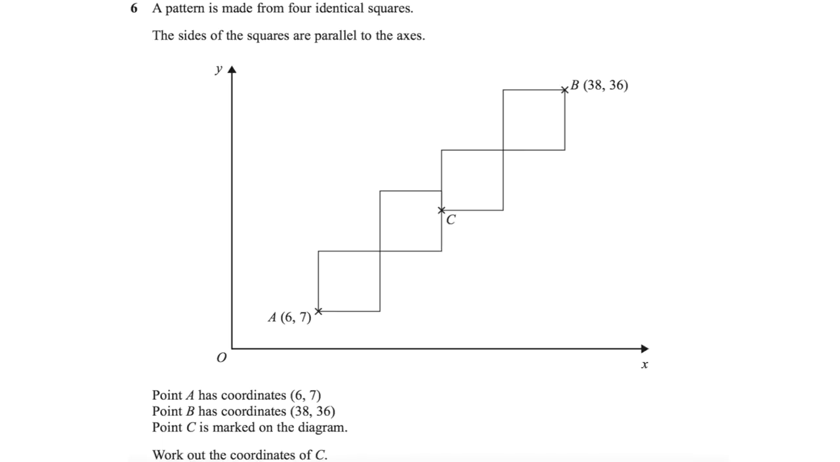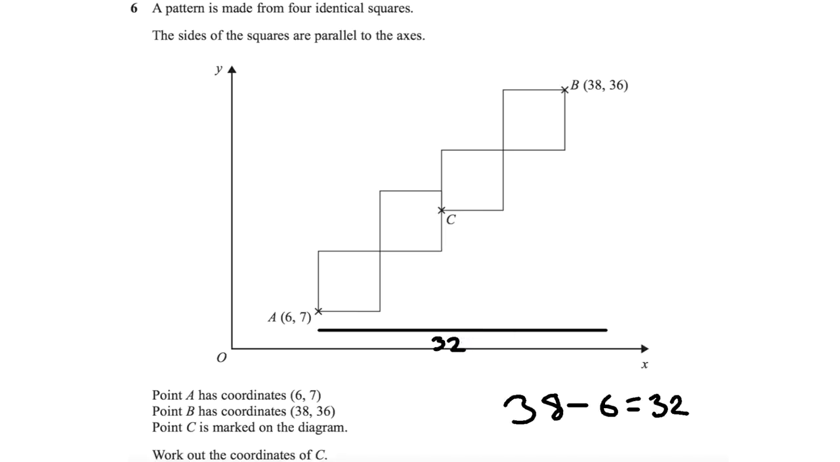So the first thing I'm going to do is to find the difference in the x-axis between point A and point B. So it's 38 minus 6, which is 32. So the difference between the two x points is 32. I'm then going to divide 32 by 4 as there's 4 identical squares between point A and point B.